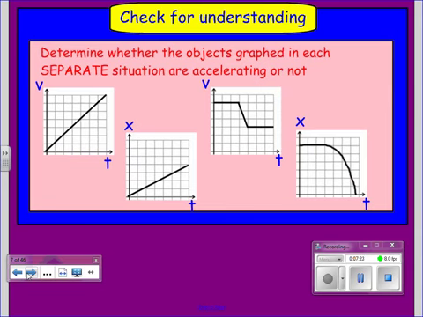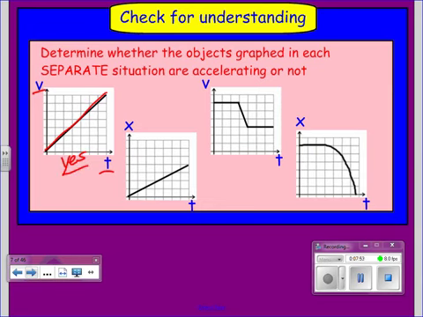So let's do a little practice first with this idea of acceleration. Remember, an object is accelerating if its velocity is changing. So the question is, determine whether the objects graphed in each separate situation are accelerating or not. In the first one, you might be tempted to say that there is no acceleration. After all, it's a linear line. But notice, you're looking at a velocity versus time graph. And since this is a velocity versus time graph, and we can see as time goes on, the velocity is increasing, this one is definitely accelerating.